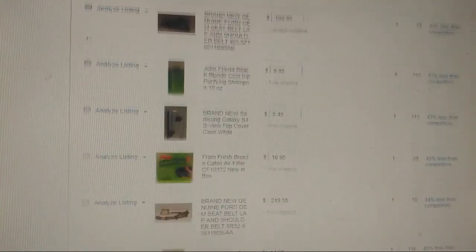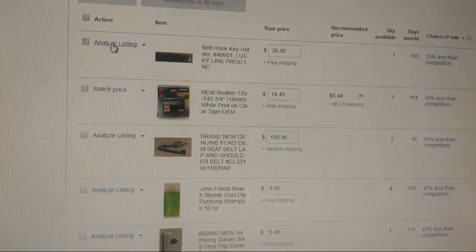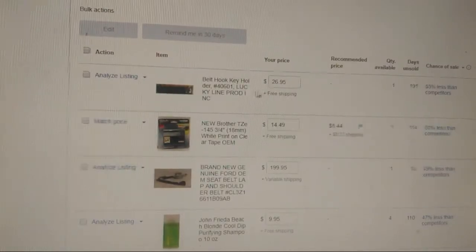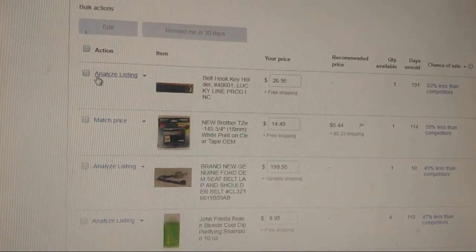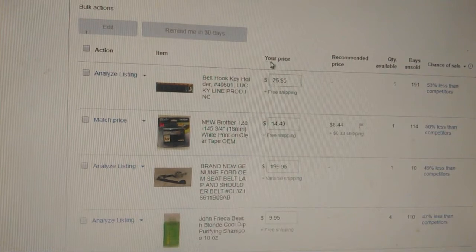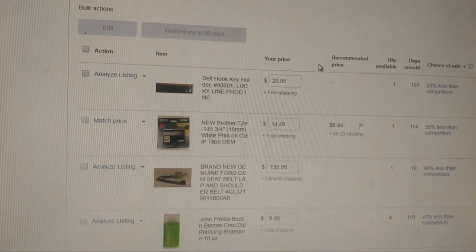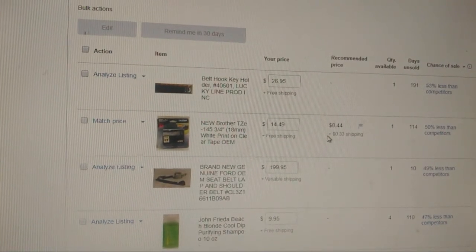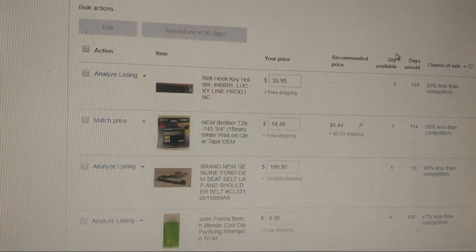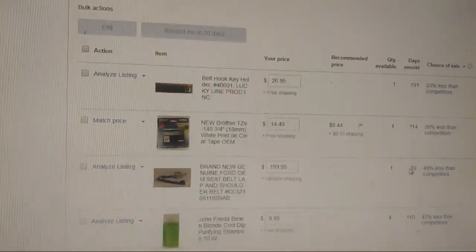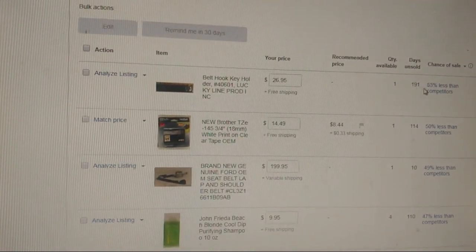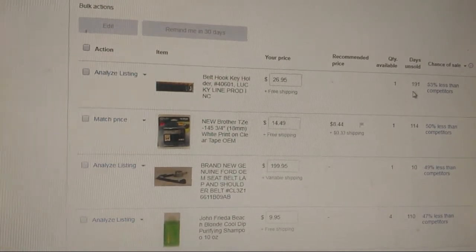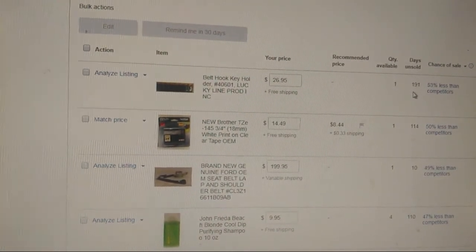So, for instance, if I grab this first one, I'm actually not going to do what I normally would have done. Across the top here, you can see this heading. They're telling you what the item is, what your price is, and a price that they recommend you change it to. This is based on a comparison of other items like yours, how many you have available, and how many days it has been sitting. This has been sitting for a long time unsold, and that counts forward all the times you relisted it.